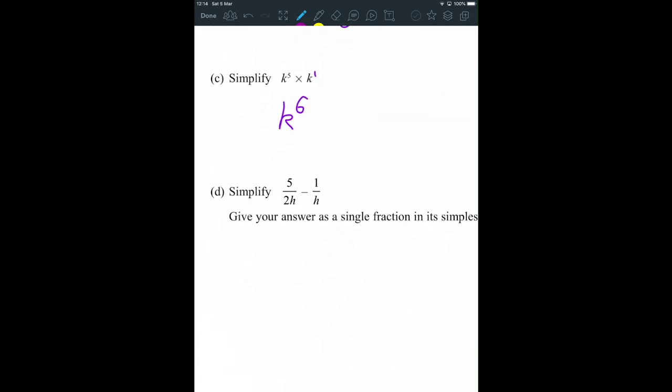On algebraic fractions to simplify, we require a common denominator. The nicest common denominator will be 2h, so I need to double the top and bottom of the second fraction. Then I can subtract the numerators, 3 over 2h.